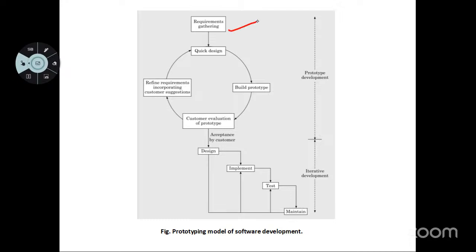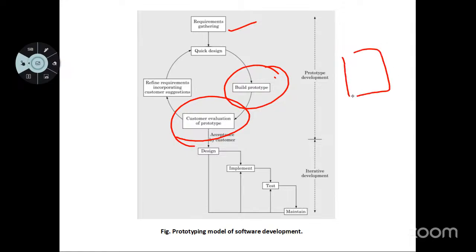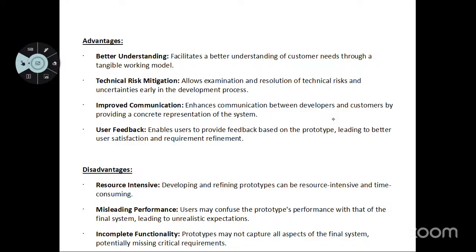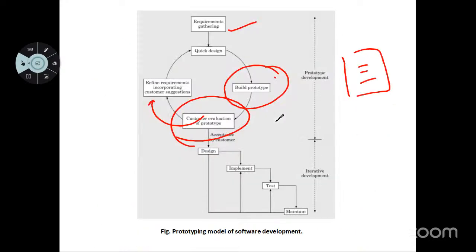Then we are going for big design. Then again we are going to go for building a prototype. Then we are going for the customer evaluation. That is, once the diagram is drawn, that is, architecture is completed, you are going to show it to the customer. If he is going to accept, then you are going to go for the customer suggestions. That is, once the customer accepts this particular prototype and the document, that is architecture, then only you will be able to go for your design, right?